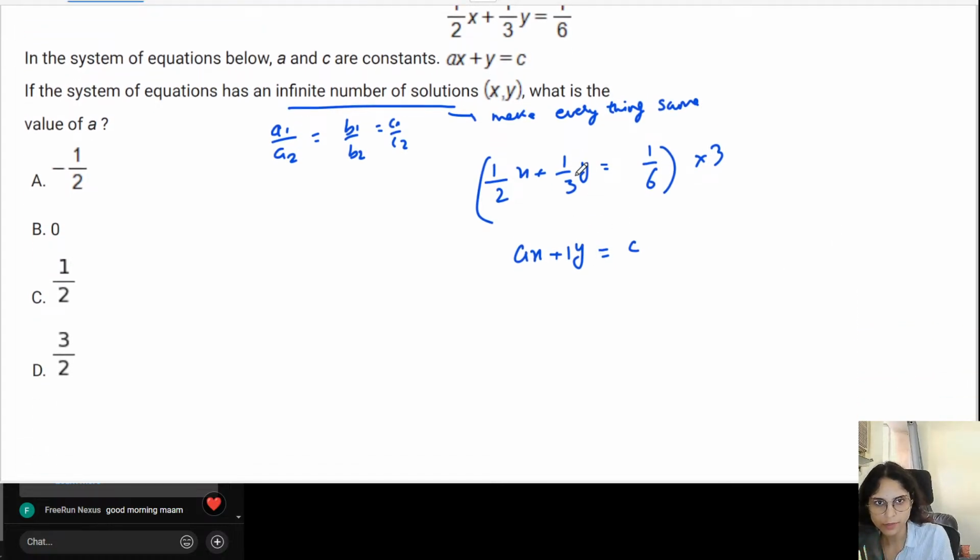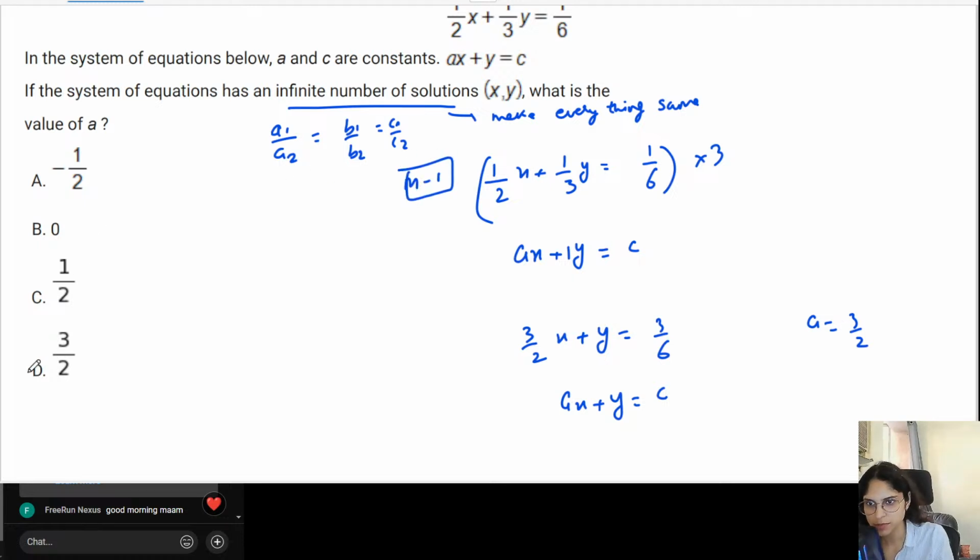Because it is 1, we want 1 here. The coefficient of y is 1/3. Multiply the entire equation with 3. You will get 3/2 x plus y equals 3 over 6. That is 1/2. And now you can compare. A is going to be 3/2. This is method 1.